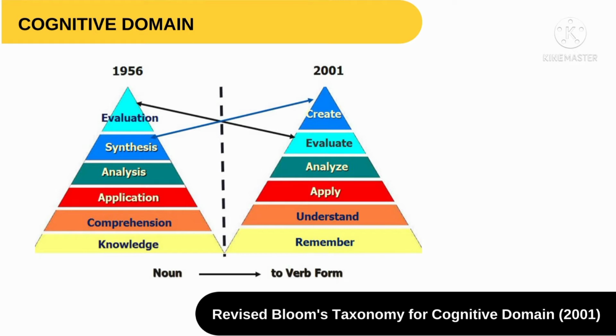In evaluating, students can make judgments based on given criteria and standards. Check and critique are some of the behavioral terms that we can use. For example, the student can evaluate the difference of abiotic and biotic factors.